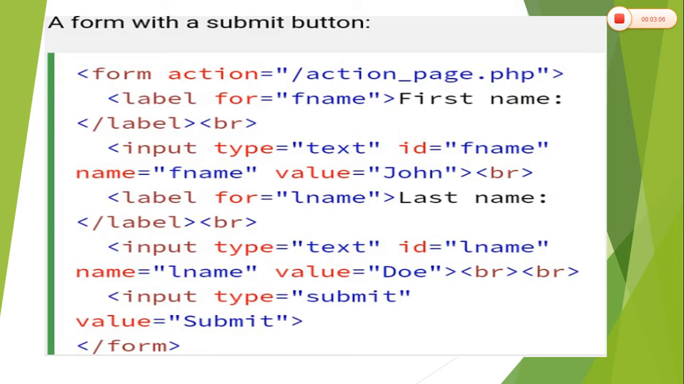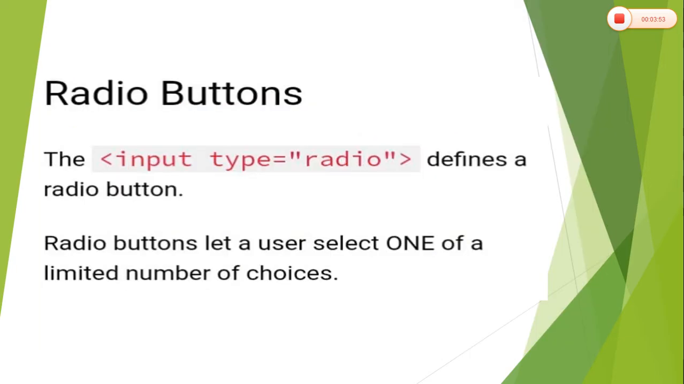And next one is the radio button. In the radio button, the similar input tag is used. In the input tag, in the type attribute, we write radio. For the text field we write type equal to text, for the password field type equal to password, for the submit button type equal to submit, and for the radio button we require type equal to radio.